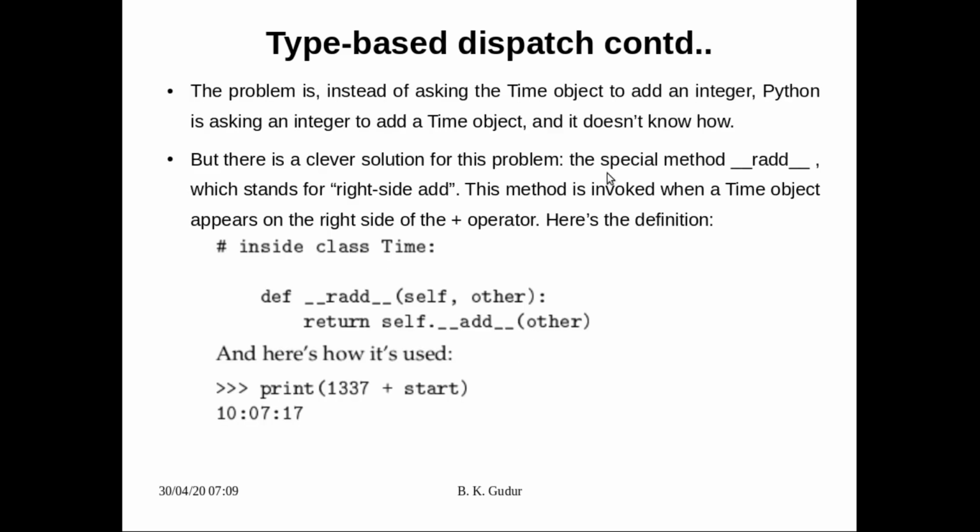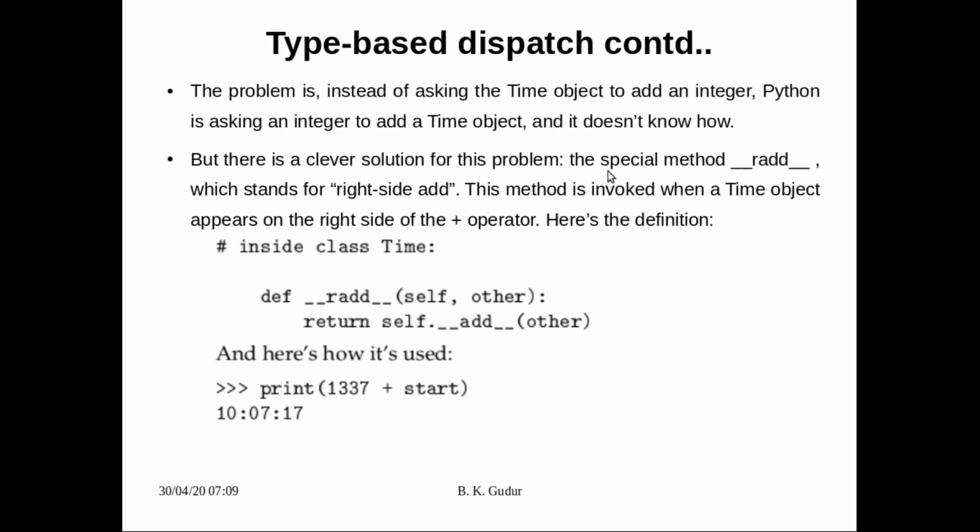Here the problem is, instead of asking the time object to add an integer, Python is asking an integer to add a time object. The integer doesn't know how to add a time object, but a time object knows how to add an integer. Okay, but there is a clever solution for this problem.